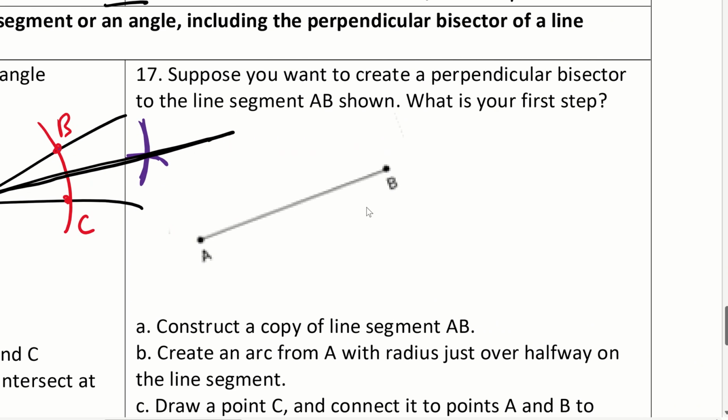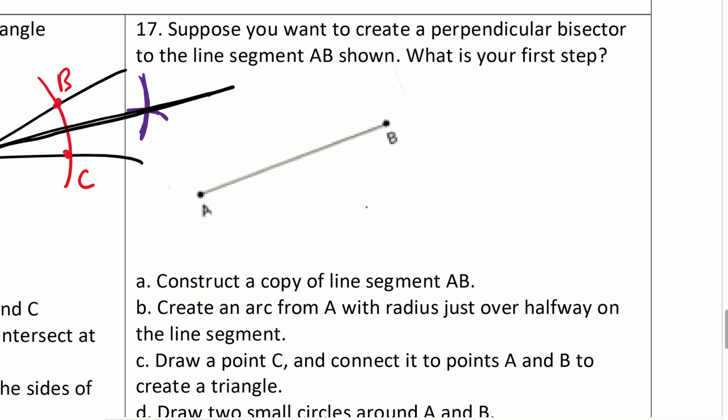All right, number 17. Suppose you want to create a perpendicular bisector for the line segment AB shown. What is your first step? Let me go over all the steps. So the first step is you take a compass and you measure it so it's more than half of the line. So that's more than half because this is like halfway right there. And with that, once you take that measurement, you're going to use that compass and use it to draw an arc above and an arc below.